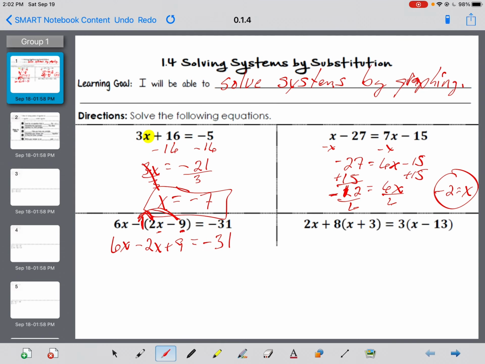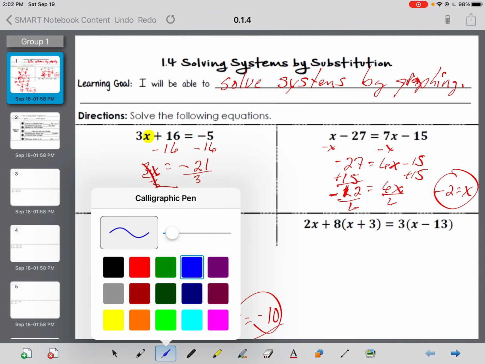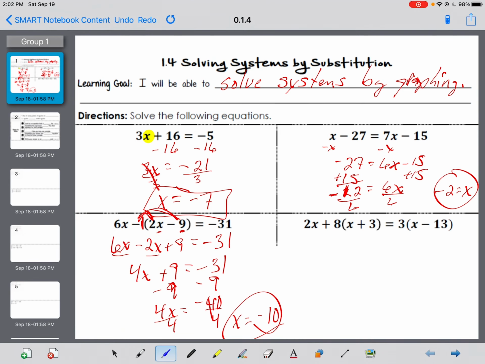Negative 31. 6x minus 2x, those are like terms. Gives me 4x plus 9 equals negative 31. I'm going to minus 9 here. 4x equals negative 40. Divide by 4. x equals negative 10. Okay. I'll switch to blue so you can see the difference. But go ahead and give this set over here a try first. Give it a pause, come back and see how to work it.